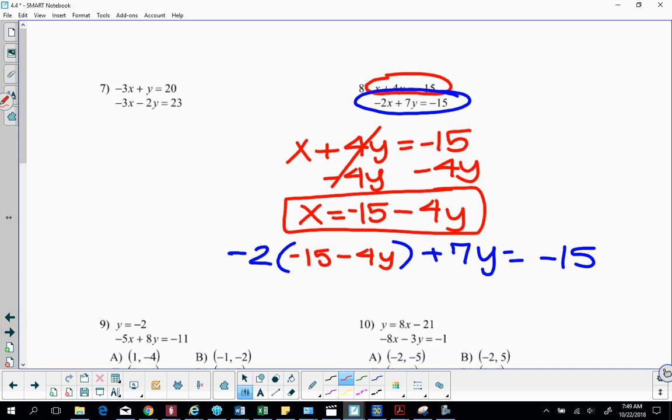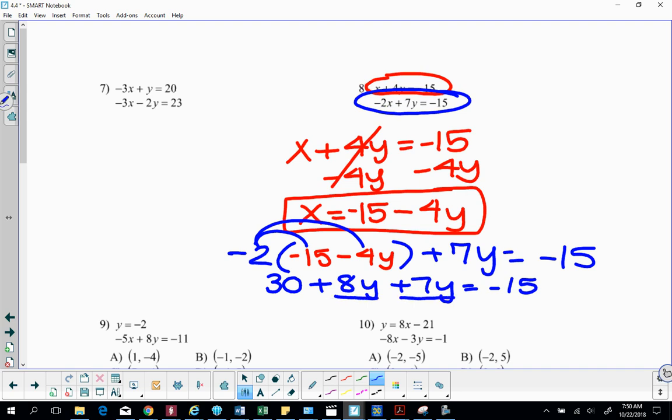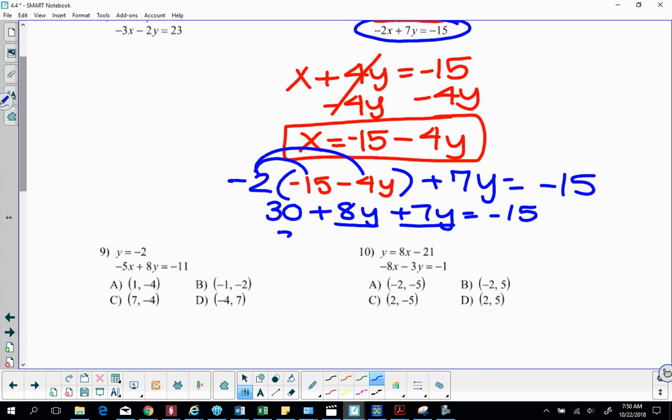And so the only difference between the ones we just did and this one is just moving one thing out of the way to get the variable by itself. Then we distribute. So what is negative 2 times negative 15? Positive 30. And then negative 2 times negative 4y is positive 8y, plus 7y equals negative 15. So here I'm solving for y first. Then 8y plus 7y, what's that? 15y, right?